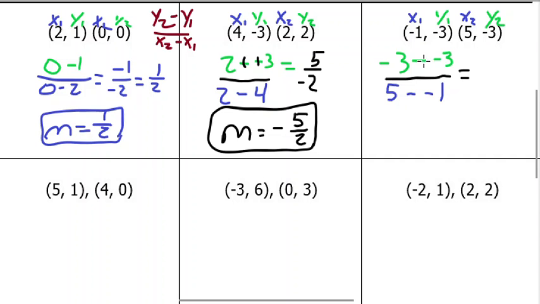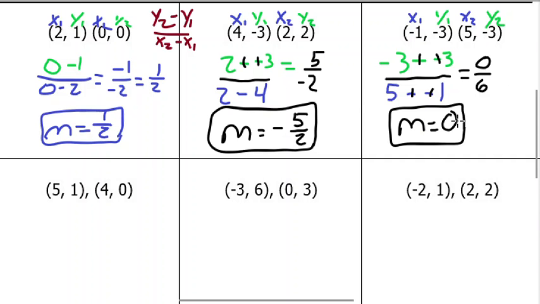So I see I have two negatives back to back. Minusing a negative is the same as adding. Negative 3 plus 3 gives me 0. 5 minus negative 1, I have two negatives again, so it means plus. 5 plus 1 gives me 6. So I have 0 over 6. Well, 0 divided by 6 is 0. Anytime I have a 0 in the numerator, or on the top, that means my slope is 0. So the slope of this line is 0. All right, pause the video, see if you can do these 3 on your own.